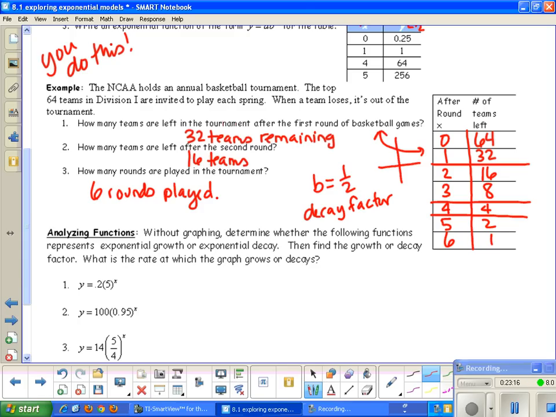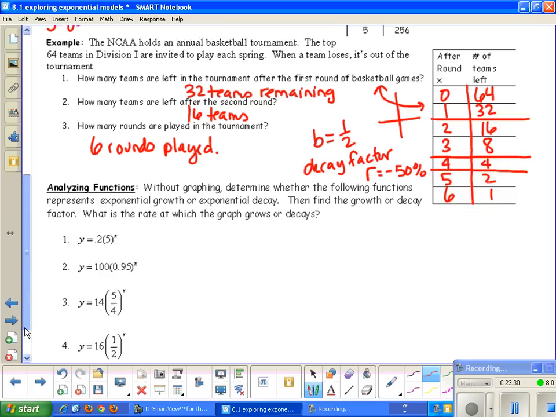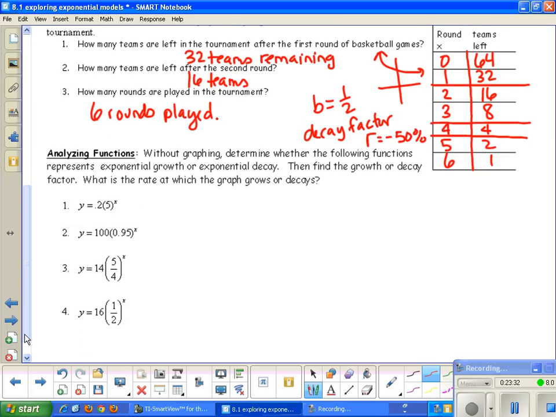So that means that your rate at which you are decaying is 50%, since your growth or decay factor is 1/2. So the rate would be equal to negative 50%. So let's analyze some of these functions. Without graphing, we want to determine whether the following functions represent exponential growth or decay, and then we want to find the growth or decay factor. What is the rate at which the graph grows or decays?